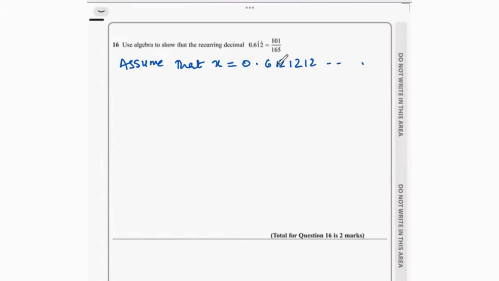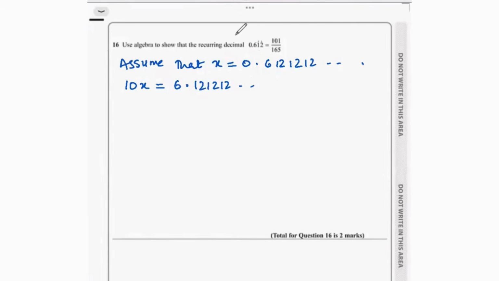We have to multiply x with something so that we can move the decimal and manipulate it to turn it into a fraction instead of a decimal number. So we can begin with multiplying x with 10. So 10x would be 6.1212 recurring.